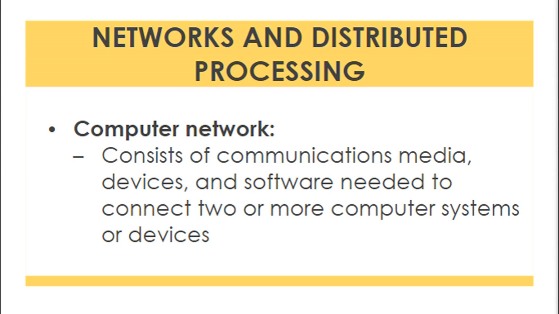A computer network consists of communications media, devices, and software needed to connect two or more computer systems or devices. This can transmit and receive information to improve organizational effectiveness and efficiency. The computers and devices on this network are also called network nodes. After they are connected, the nodes can share data, information, work processes, and allow employees to collaborate on projects.